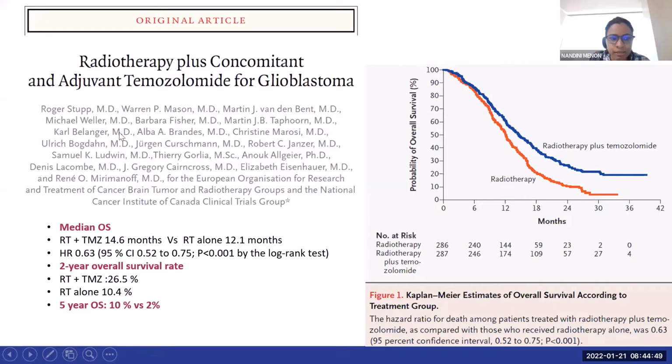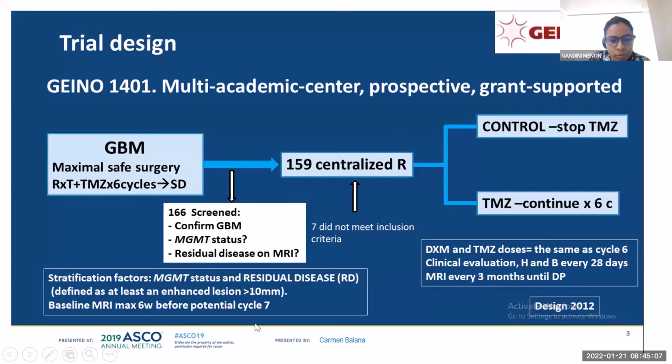So in the first line setting, the standard of care is maximal safe resection followed by adjuvant radiation, around 60 gray, with concurrent temozolomide at the dose of 75 milligram per meter square throughout radiation. After a gap of 1 month, there is adjuvant temozolomide for 6 cycles. To improve outcomes, because we know outcomes are dismal, multiple strategies have been tried, like using a longer duration of temozolomide or using dose intensity. Instead of giving 5 days out of 28 days of adjuvant temozolomide, there have been studies which used 21 out of 28 days.